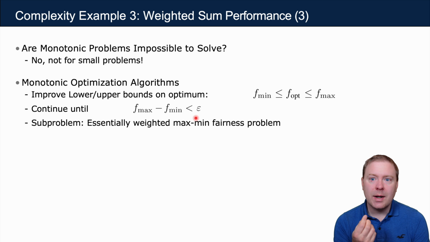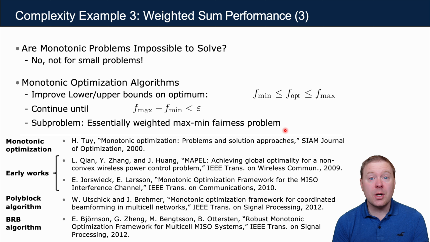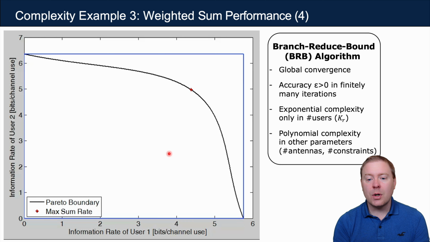And what I will show you is an algorithm where we essentially are solving weighted maximum fairness problems in order to improve on Fmax and Fmin. The solution methodology is known as monotonic optimization, and there is a great introduction to this topic by Tui. And there are algorithms such as the polyblock algorithm and the BRB algorithm. I will show you this BRB algorithm, which stands for branch, reduce, and bound.